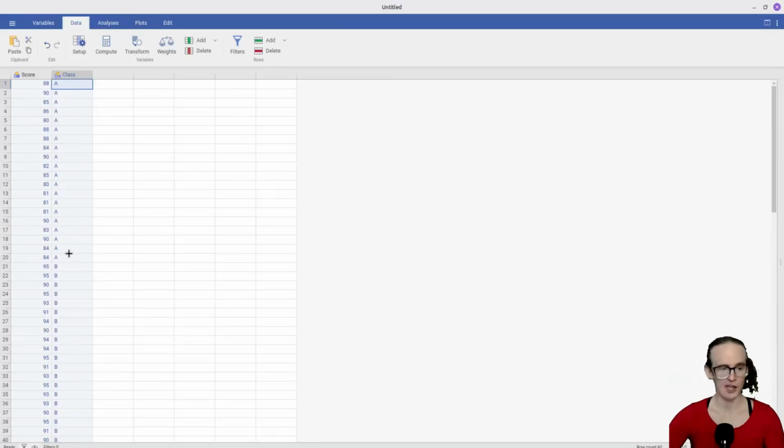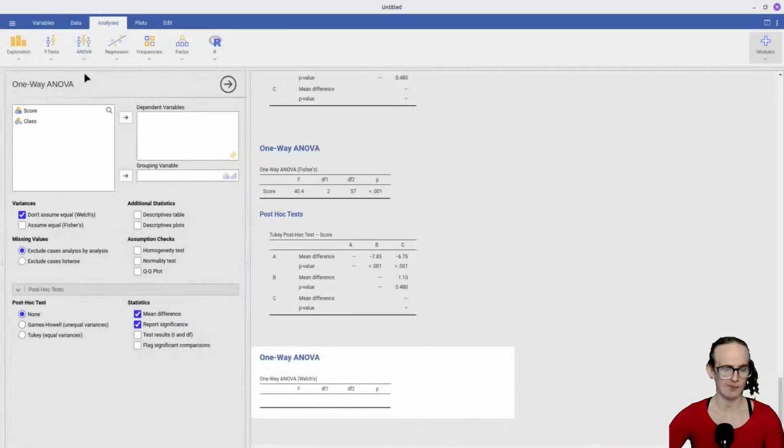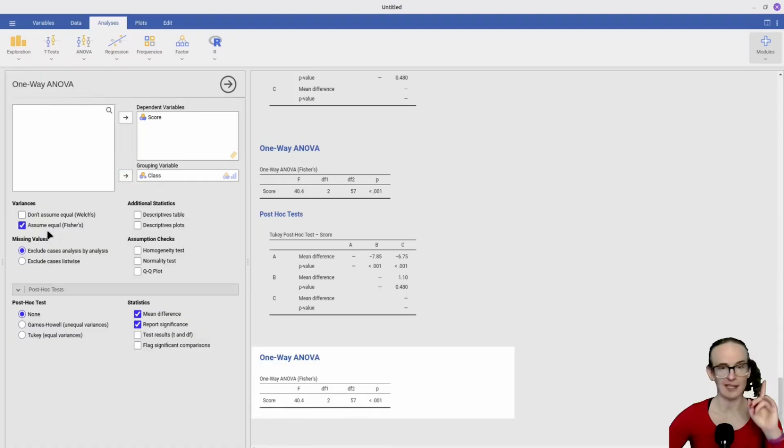So with that being said, we're going to go to Analysis, then ANOVA, then One-Way ANOVA. We are going to move the score to the dependent variable and the class to the grouping variable. And we are going to assume equal variances. We'll talk about that in a minute.